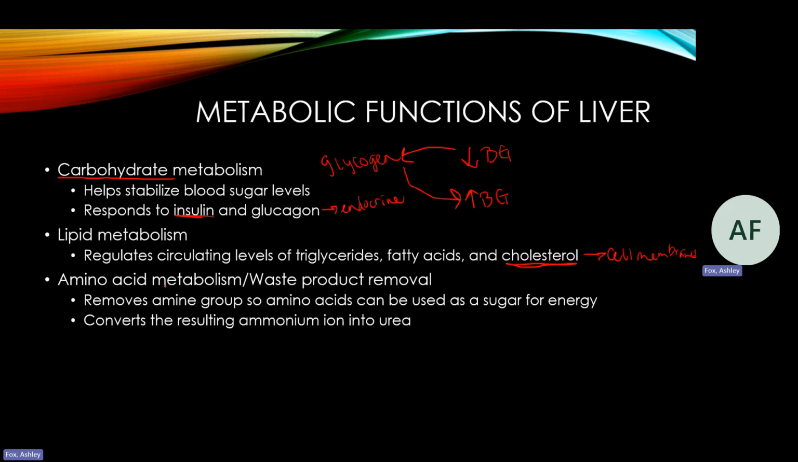And then you have amino acid or waste product removal. So when you're breaking down amino acids that need to be used for sugar as energy, you have gluconeogenesis, where it's making new blood sugar. A lot of times when glucagon's around, you're going to break down amino acids so you can increase your blood glucose for energy. Well, the amine group is going to be broken off by the liver. Then the liver converts the amine, and an ammonium ion is going to result, and then it can convert it to urea, which is a major component in urine. So it's a waste product.